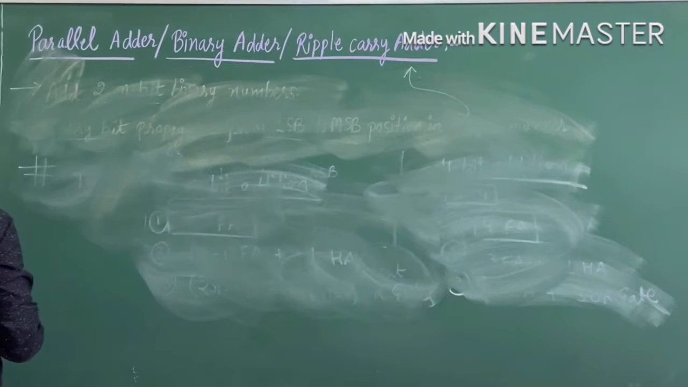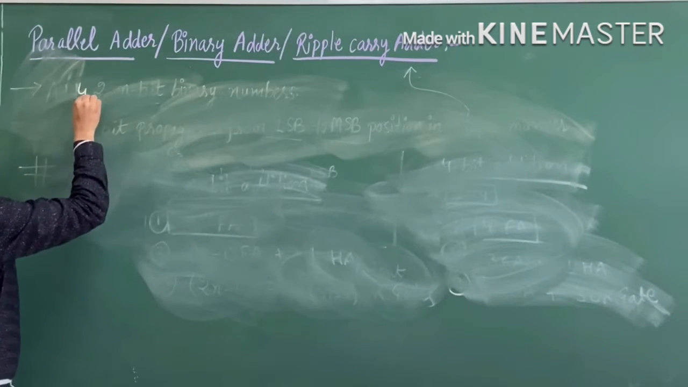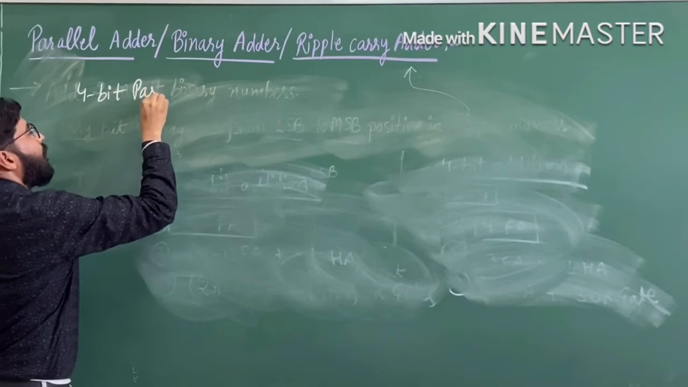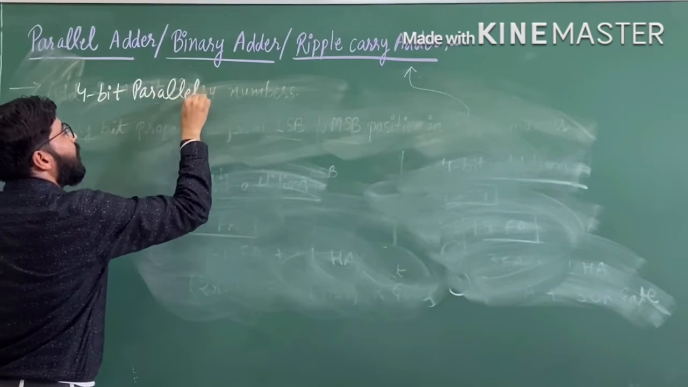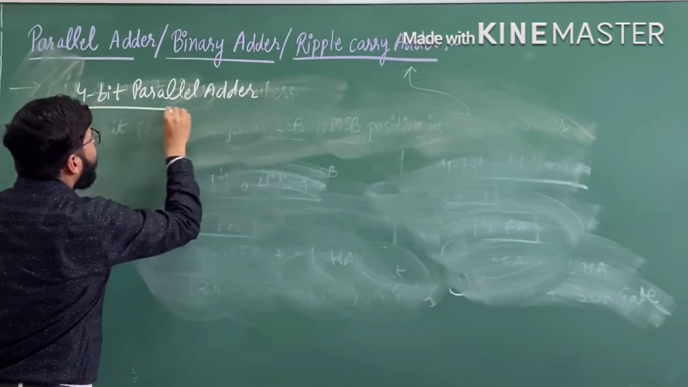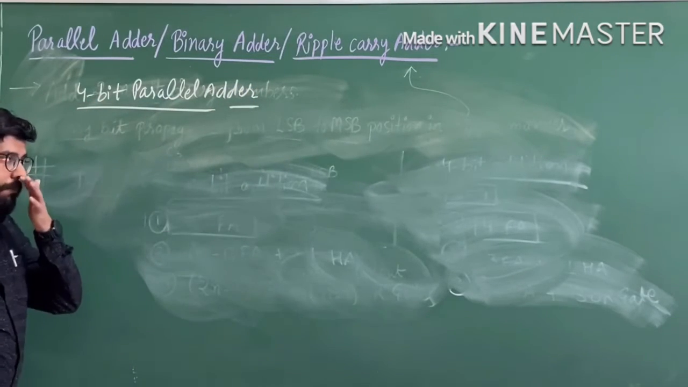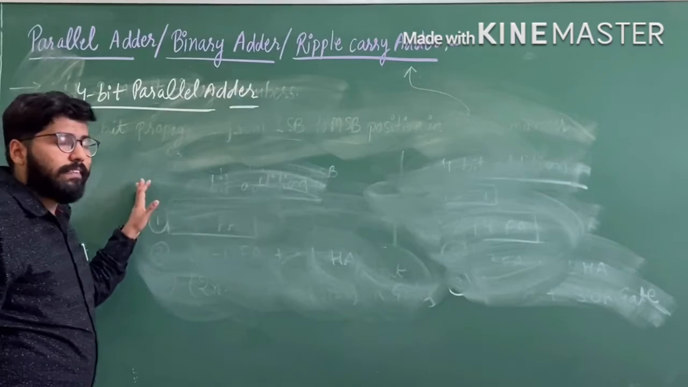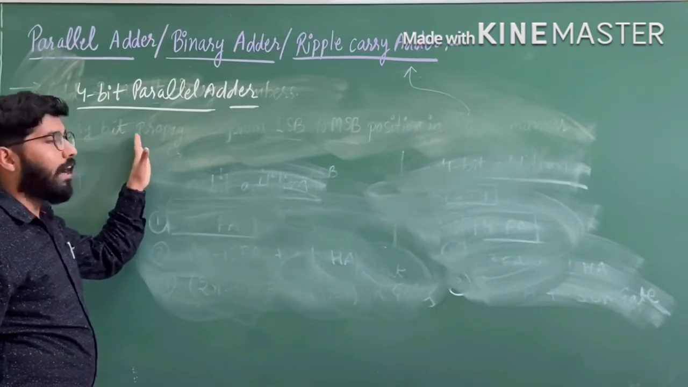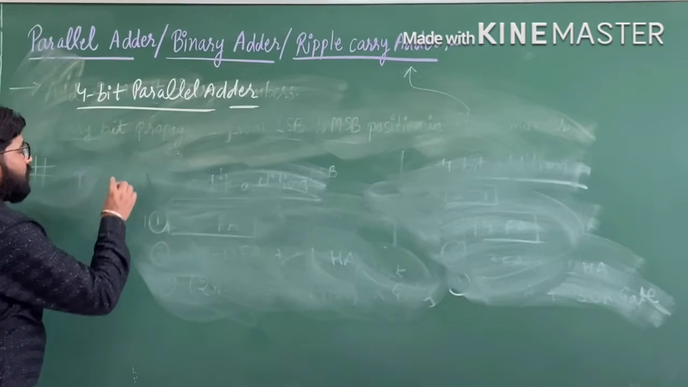So if we want to do 4-bit parallel addition, you have to write a 4-bit parallel adder. Okay, so firstly we have to see the block diagram. We have to design this 4-bit parallel adder with the help of full adders. So we require 4 full adders.